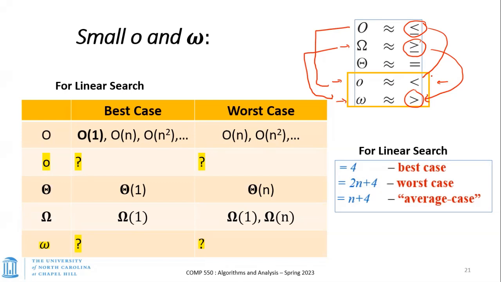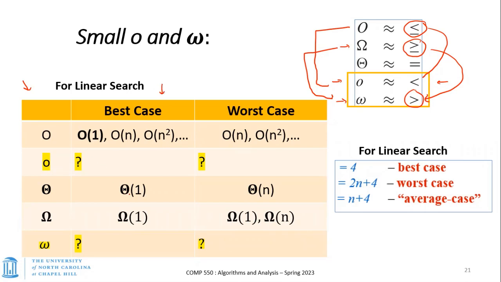Okay, small difference. However, if you look, and this is an interesting chart over here, when it comes to describing the behavior, it does become important. All right, so given this understanding of the small o and the small omega, can somebody tell me what would be, for example, for the best case?